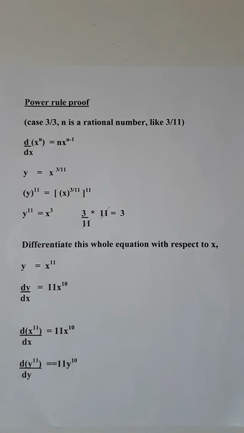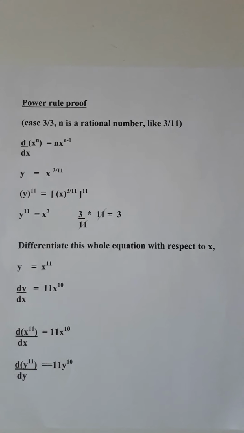Here we are going to show that it is going to work when n is a rational number, like 3 divided by 11 in this example. Before going to prove that in general, let's take a simple example. Let's say y is equal to x to the power 3 divided by 11. First thing we do is we raise both sides to the power 11.